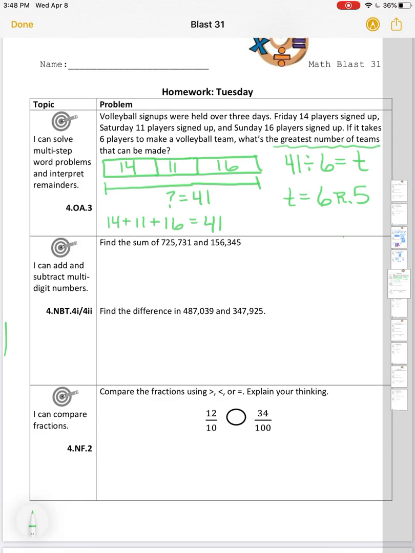Now those 5 players can still play, but they would be on other teams that already have 6 players. So some teams would have extra players. That's how we interpret the remainder in a situation like this. So we would state that 6 teams can be made.